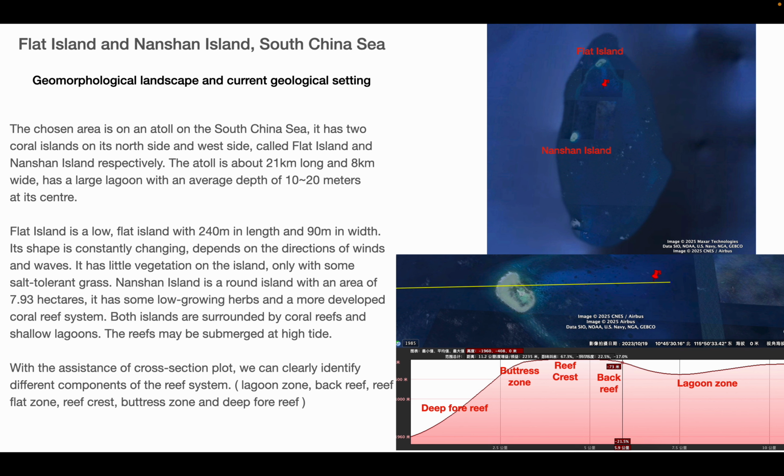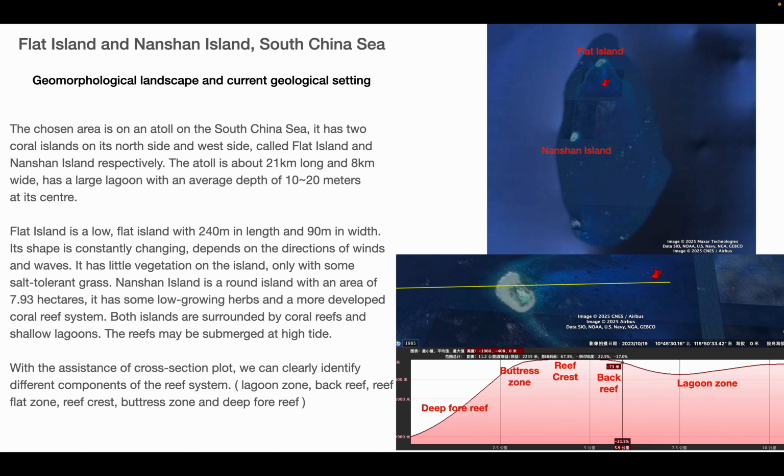The Flat Island is a low flat island with 1,240 meters in length and 90 meters in width. Its shape is constantly changing, depends on the direction of winds and waves. It has little vegetation on the island, only with some salt-tolerant grass. The Nanshan Island is a round island with an area of 7.93 hectares. It has some low-growing herbs and more developed coral reef system. Both islands are surrounded by coral reefs and shallow lagoons. The reefs may be submerged at high tide.